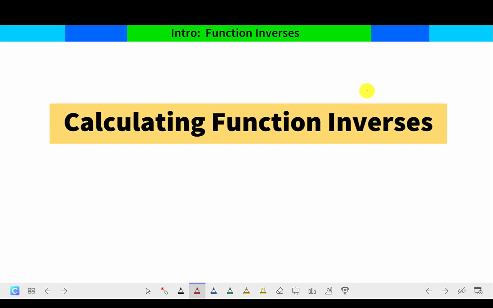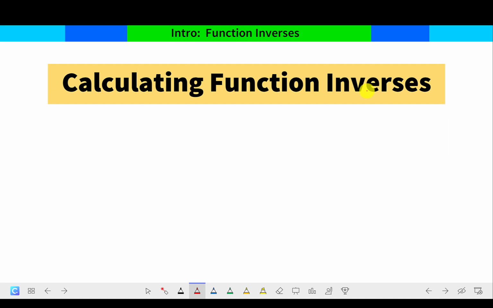All right, so go on to video 2, and this is going to actually show us some functions. We're going to work with them and learn how to calculate them. Okay, so we'll catch you in a bit.